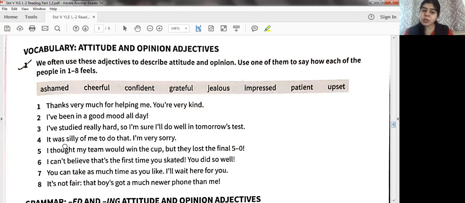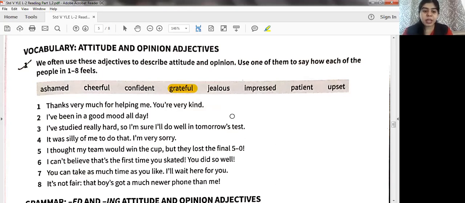Now, students, here is the description given. You have to tell what the feeling of that person is, and those feelings are expressed here in the form of adjectives. So let us do it together. Hold the pencil in your hand, students. Thanks very much for helping me. You're very kind. So what kind of feeling is the person experiencing? He or she is experiencing being very grateful. We say, I'm very thankful, or thank you so much. So that is the meaning. The adjective or the feeling for that is grateful. You're going to copy the correct spelling, students. Do not make spelling mistakes.